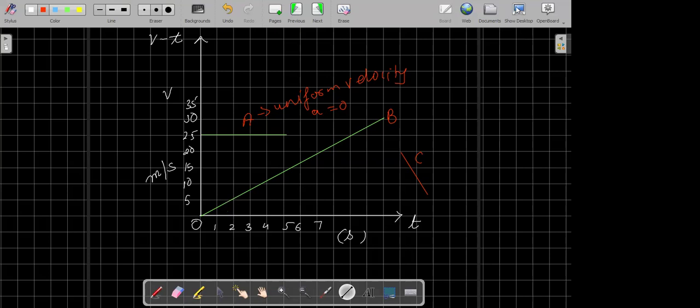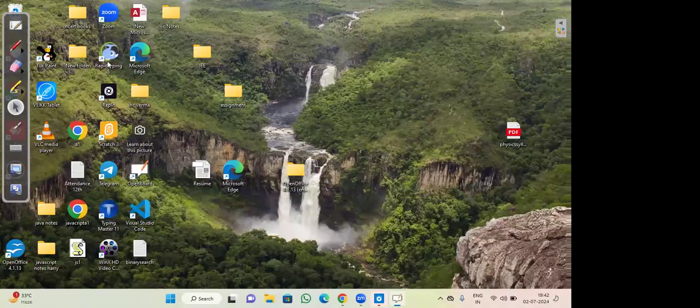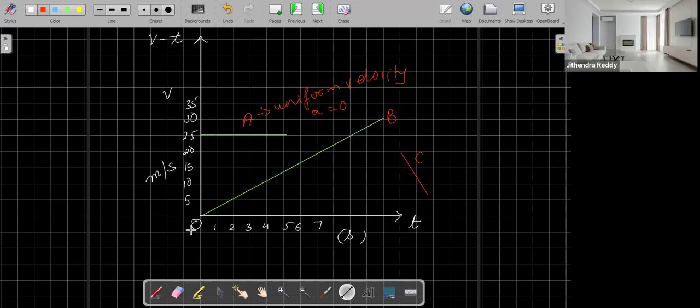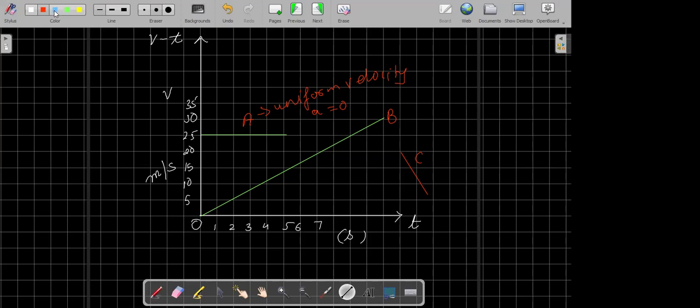Yes or no? Can I say velocity is increasing here? Yes, sir. When the time is 1 second, the velocity is about 3 meters per second. When the time is 2 seconds, the velocity is about 6 meters per second. I'm just using approximate values, okay. When the time is 3 seconds, the velocity is approximately 9.